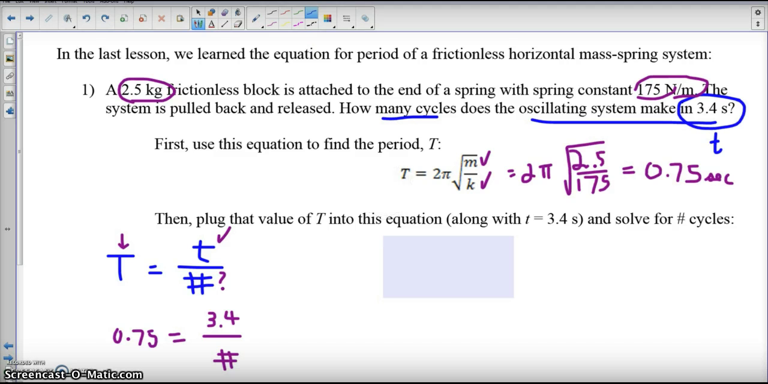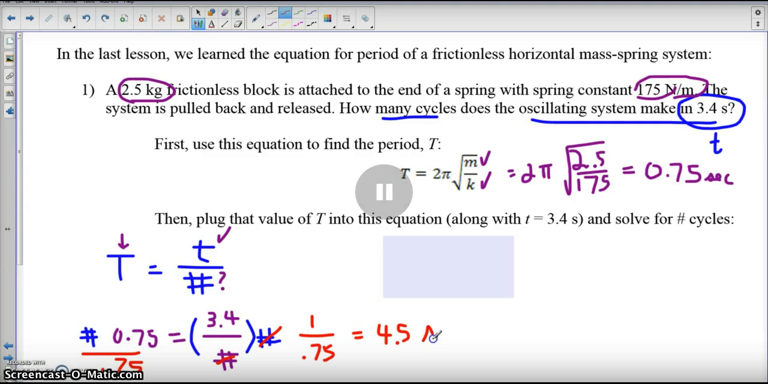Now we have to isolate the number, which means we need it in the numerator, and right now it's in the denominator. So how do we get it out of the denominator? We multiply both sides by the number of cycles, and then they cancel out. So now we have number in the numerator, and we need to get rid of this 0.75, which is multiplied with it. So what do we do? We divide both sides by 0.75. And this gives the final answer of 4.5.